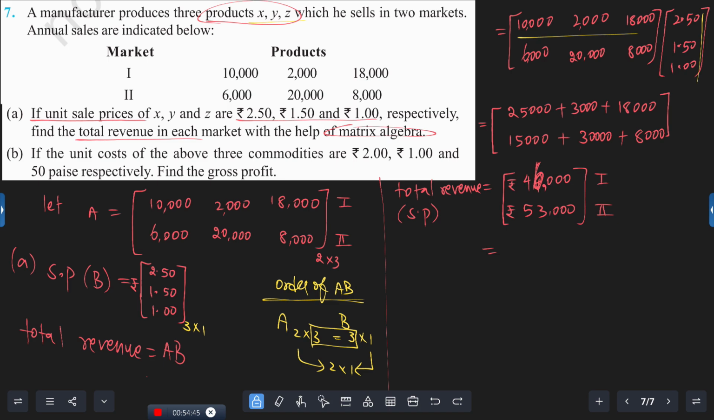Now you have to add both market number 1 and market number 2. So 46,000 plus 53,000, when you add, what am I getting? 99,000. That is the total revenue in amount. Now you can give the total revenue like this, with the rupees symbol. Now only the A question is over. In the same manner we have to complete the B question. Understand? Do it fast.